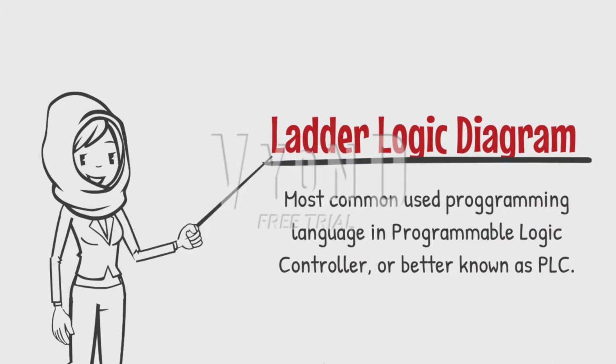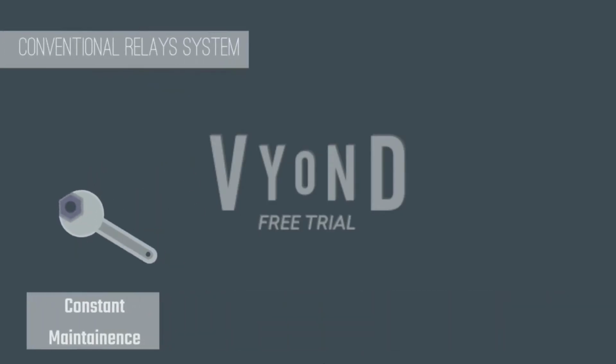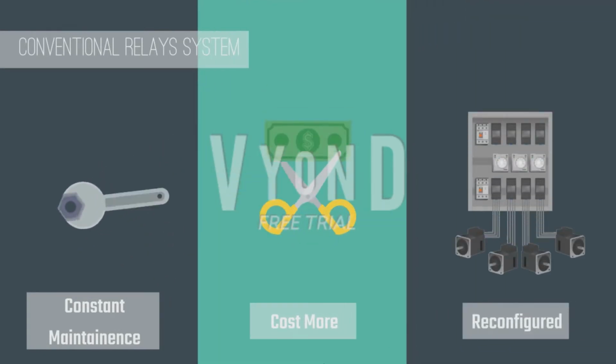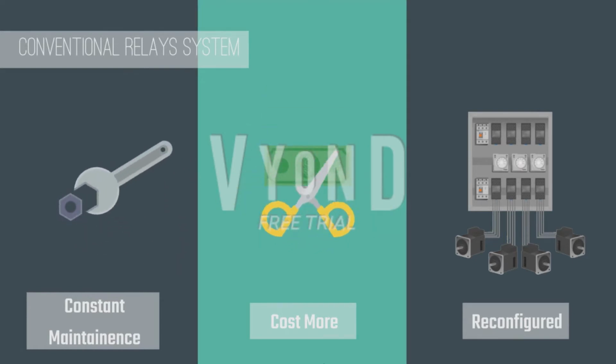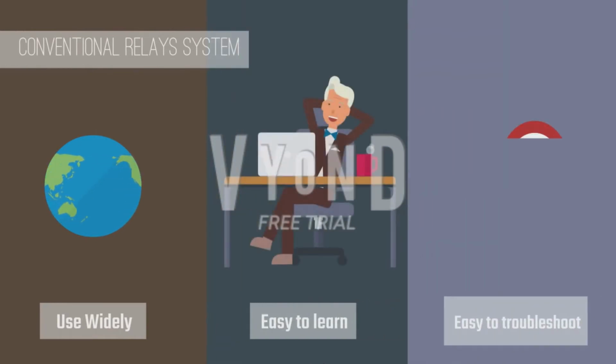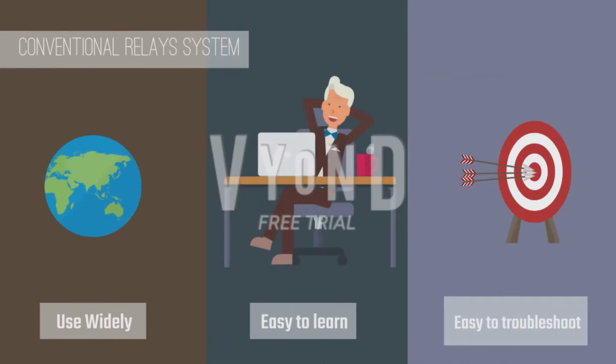Before the invention of PLCs, relays were used mainly in manufacturing plants. Since relays are hardwired, costly, and not easy to configure, thus making them impractical, PLCs came into the picture and have been used widely in industry environments until now. Unlike relays, ladder logic is easy to learn and also easy to troubleshoot.